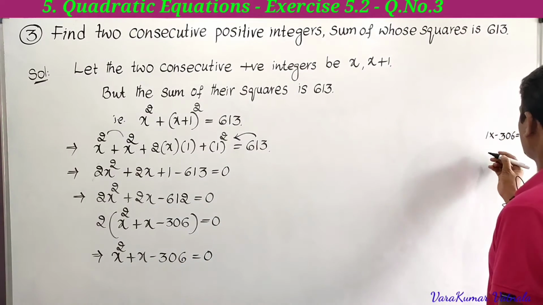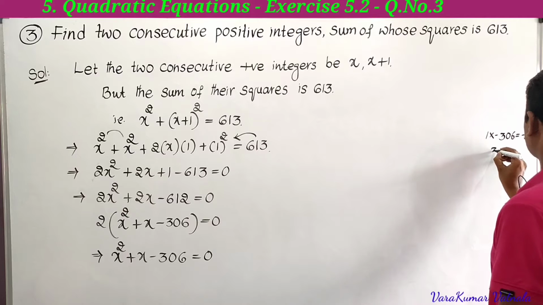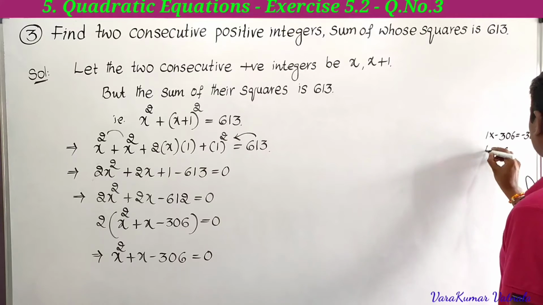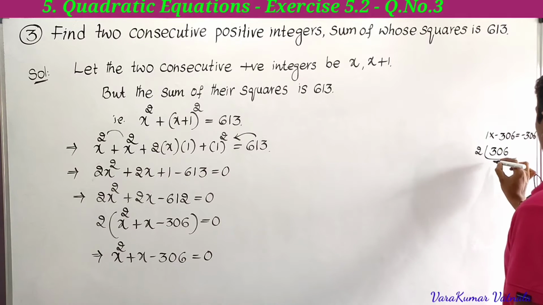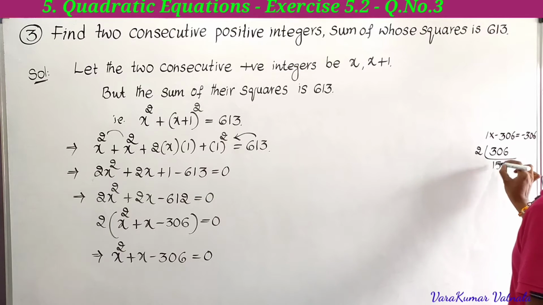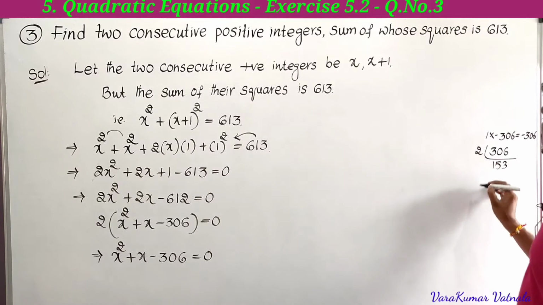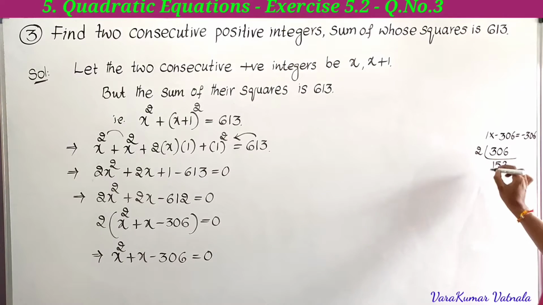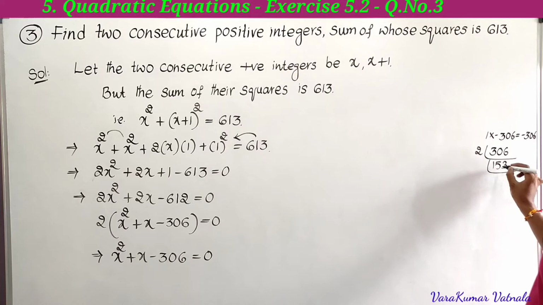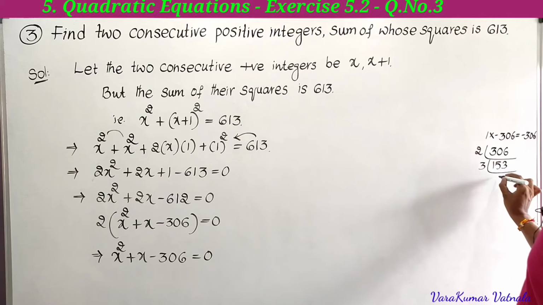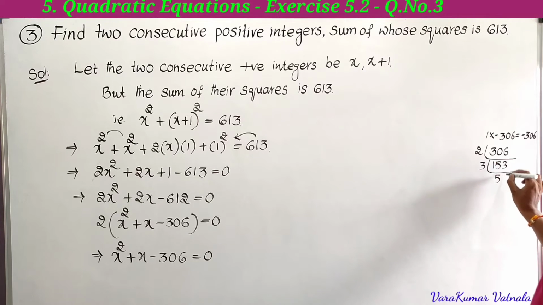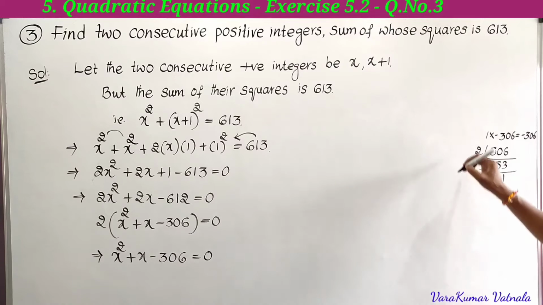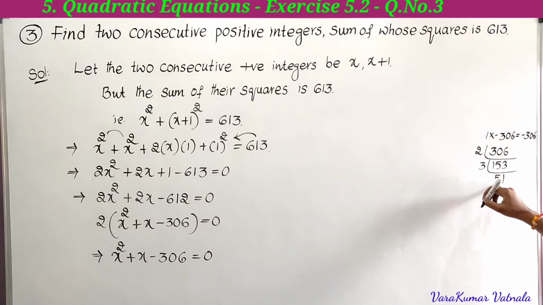Just we have to resolve into factors. 306 divided by 2: 2 1s are 2, 2 5s are 10, 2 3s are 6. So 2 into 153 is not possible. So again further divide by 3. 3 5s are 15, 3 1s are 3. 2 into 3 is 6. 6 into 51 is also not possible.